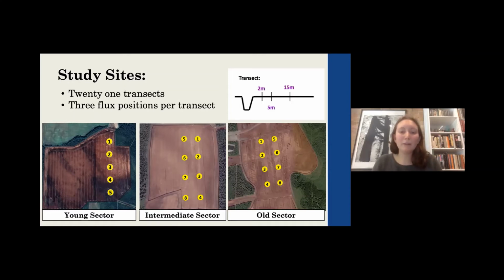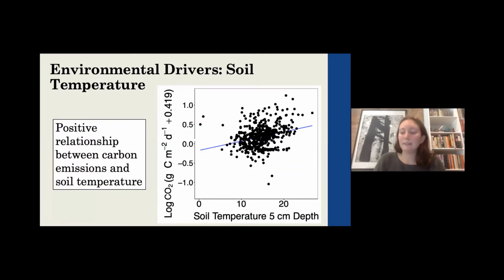To measure these carbon emissions, I used the closed chamber method, and I also recorded those environmental variables, soil temperature and soil moisture. Some of my results: I found there was a positive relationship between carbon emissions and soil temperature. Here I've plotted carbon dioxide, but this was the same for methane as well. And this is in agreement with the general literature.